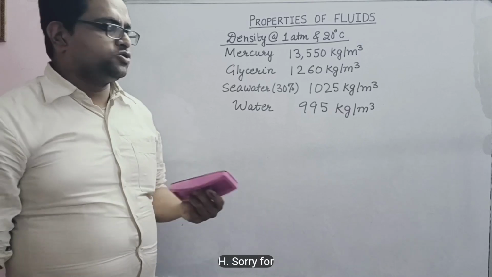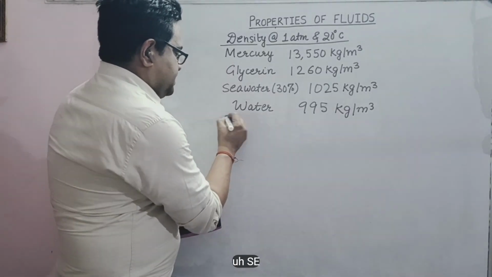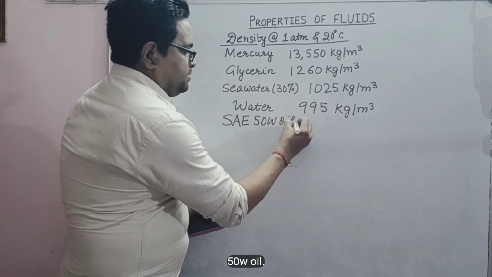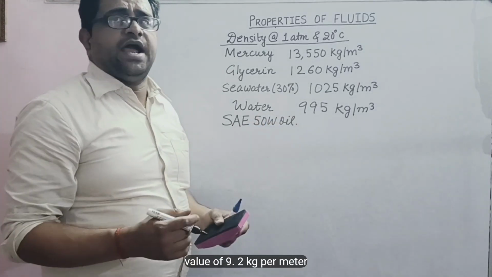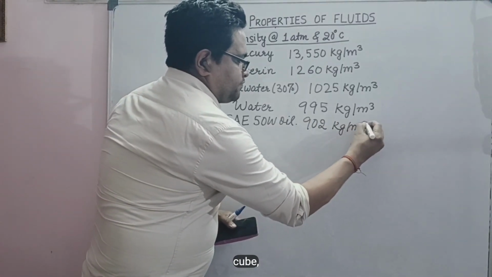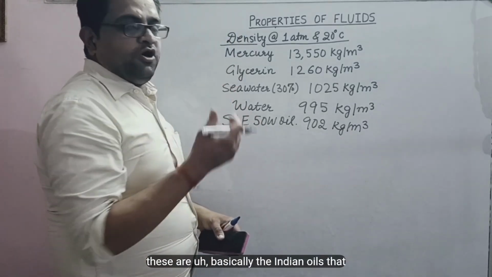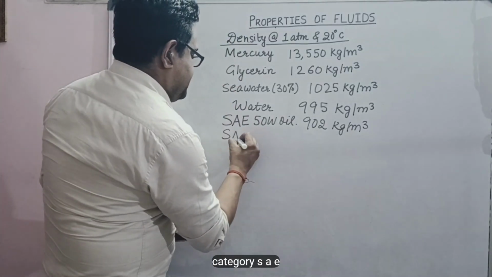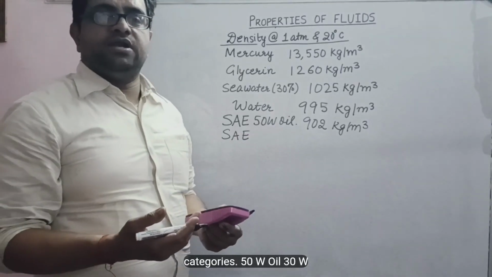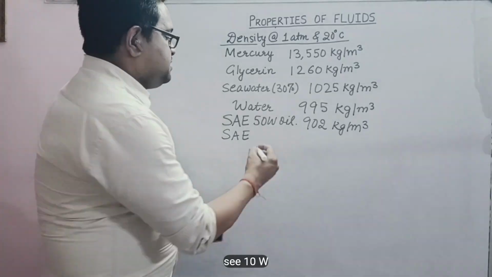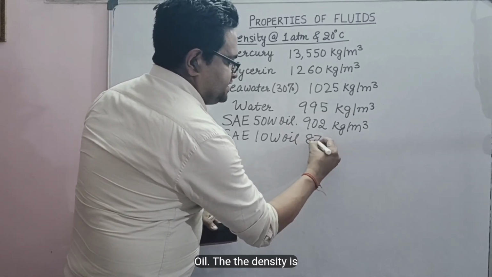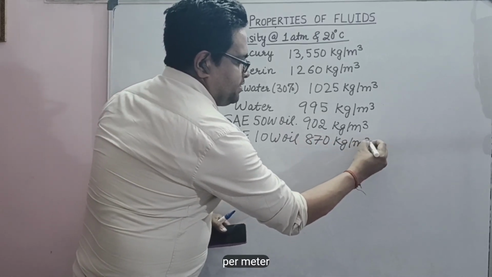For SAE oils, 50W oil is also quite dense and it has a value of 902 kg per meter cube. These are basically the Indian oils that we use. SAE comes in various categories: 50W oil, 30W oil, 10W oil. So let us see 10W oil. The density is 870 kg per meter cube.